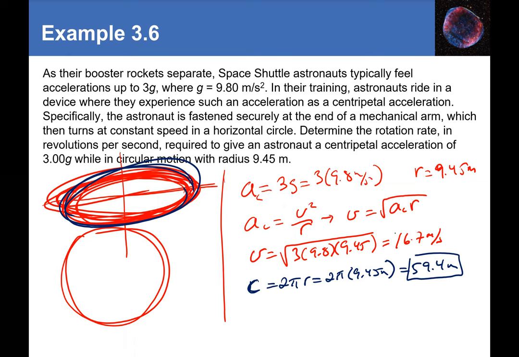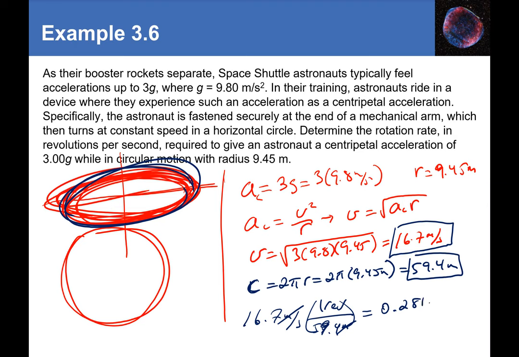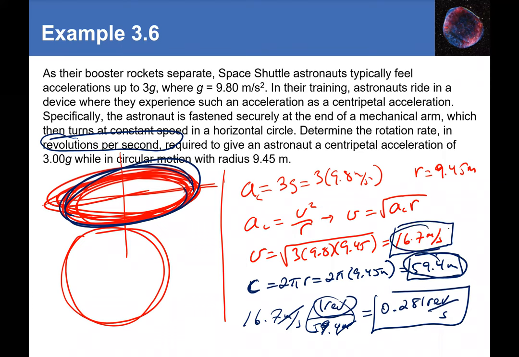Then it goes 16.7 meters each second. So I take this 16.7 meters each second when one revolution is 59.4 meters. Then you can see meters cancel out, and what we're going to get here is 0.281 revolution, because this as a unit survives, revolutions per second. And that's basically what it was asking, right? How many revolutions per second? Because we know that each revolution is 59.4 meters, and it goes 16.7 meters each second, you just divide them to get revolutions per second, right? And that's what we have in this example.